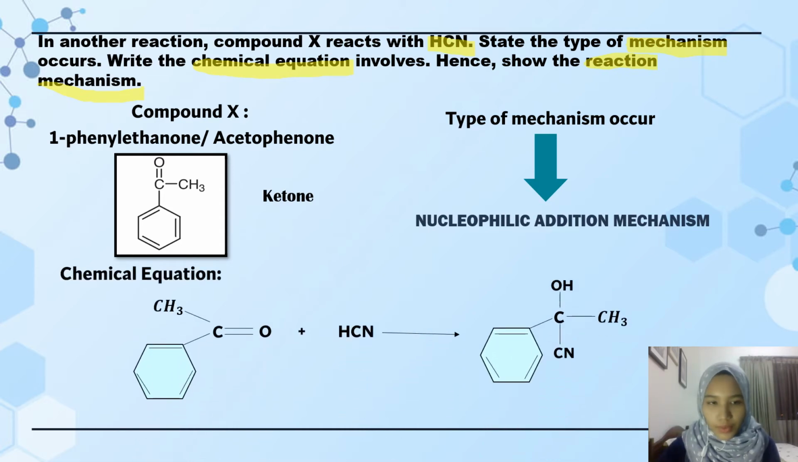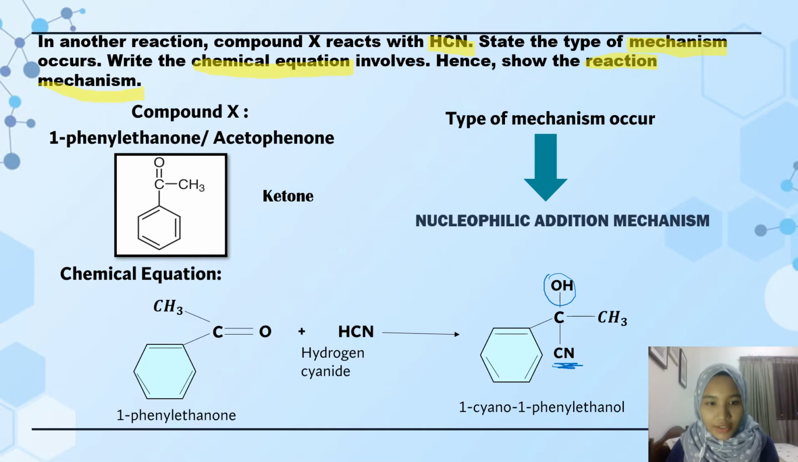So this is the chemical equation. Basically, the reactant, which is 1-phenylethanone, is going to react with the reagent hydrogen cyanide to produce the product 2-hydroxy-2-phenylpropanenitrile. As you can see here, the CN is attached to the carbonyl carbon, and also the OH, which is the hydroxy group, is attached to the same carbon. So let's see the name of the compound.